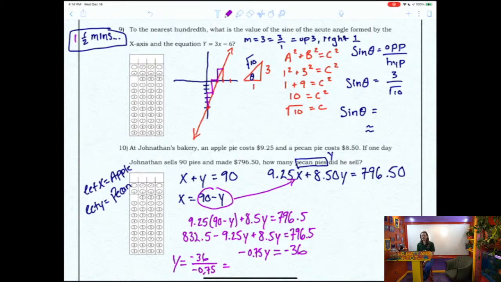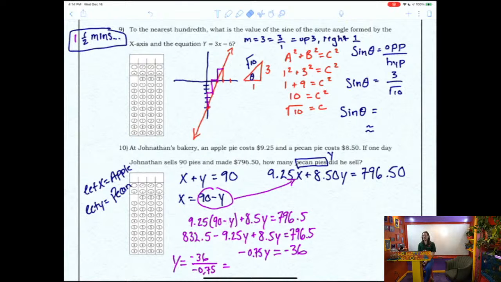Using the Pythagorean theorem of a squared plus b squared is equal to c squared, we can solve for the hypotenuse to be 1 squared plus 3 squared, or 1 plus 9, or in other words 10, being equal to c squared. So c is equal to the square root of 10.